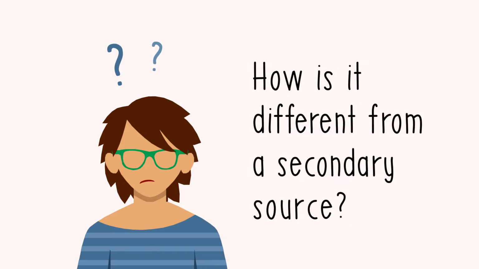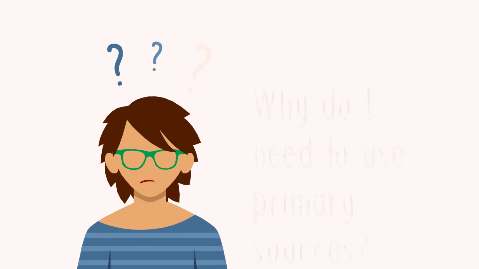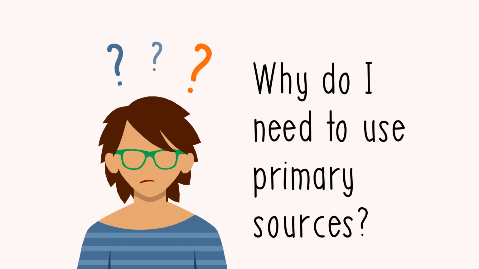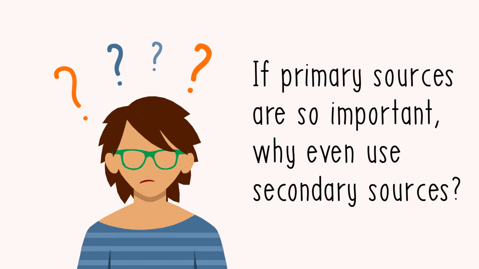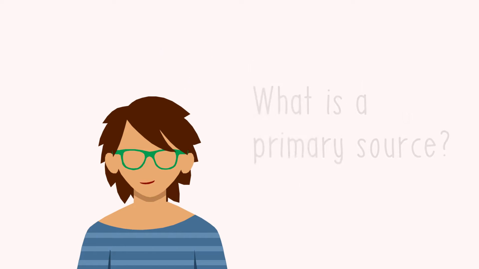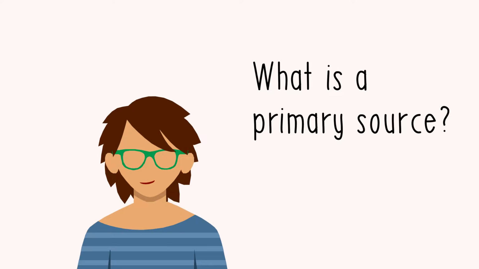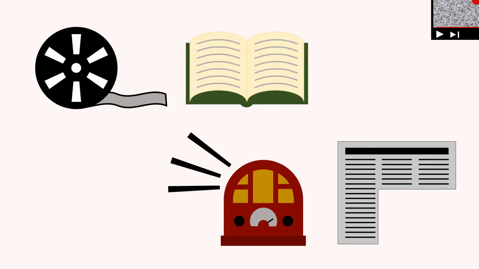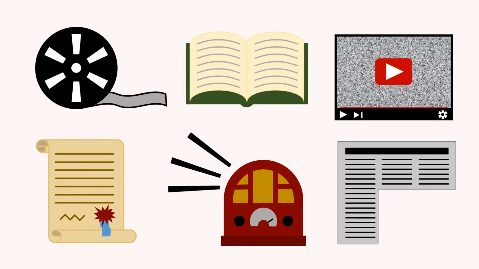How is it different from a secondary source? Why do I need to use primary sources? Finally, if primary sources are so important, why even use secondary sources? So let's start at the beginning and define what a primary source is. Primary sources have many different formats: newspaper articles, diaries, radio ads, films, YouTube videos, government documents. The list is endless. What makes them primary sources isn't what they look like, but who made them.